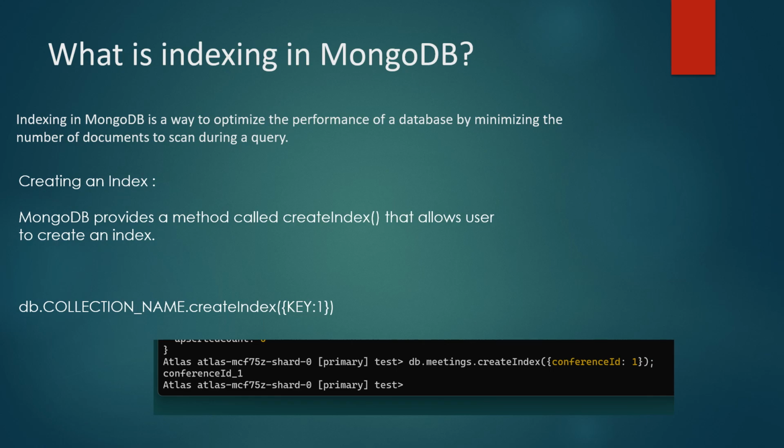The indexes are ordered by the value of the field specified in the index. MongoDB provides a method called createIndex that allows users to create an index: db.collectionName.createIndex({key: 1}). The key determines the field on the basis of which you want to create an index, and 1 determines the order in which these indexes will be arranged, ascending or descending.